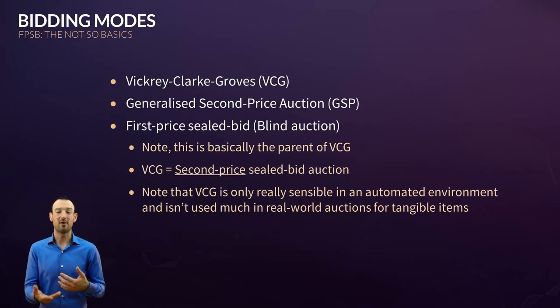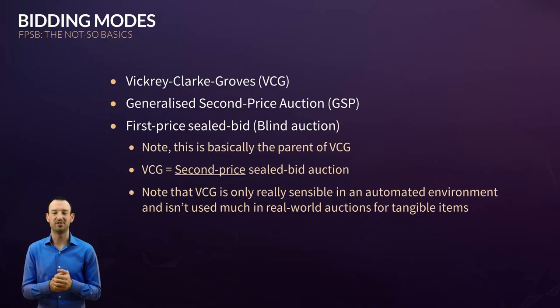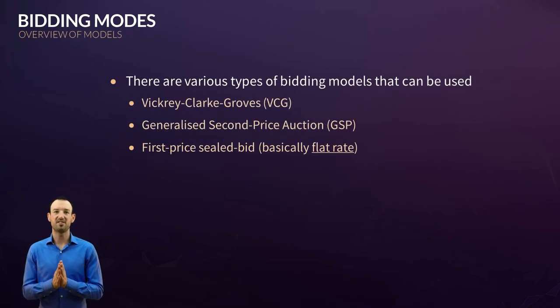Another thing I wanted to point out is that VCG itself is only really sensible in an automated environment rather than in real-world situations, for various reasons that I won't get into. Mainly it comes down to the fact that aggressively bidding and paying what the second person bid doesn't really work very well in practice for auction systems, for art, for example. So, to summarize, you have VCG, GSP, and essentially flat rate, nasty blind auctions that will decide to sap all of your budget in seconds if you're not careful.